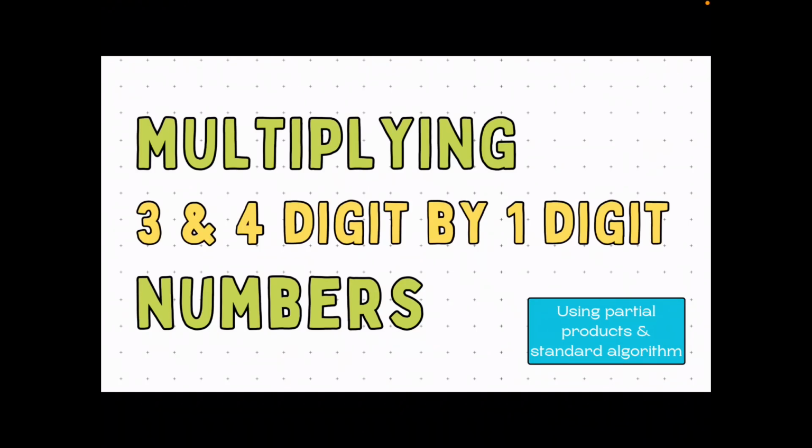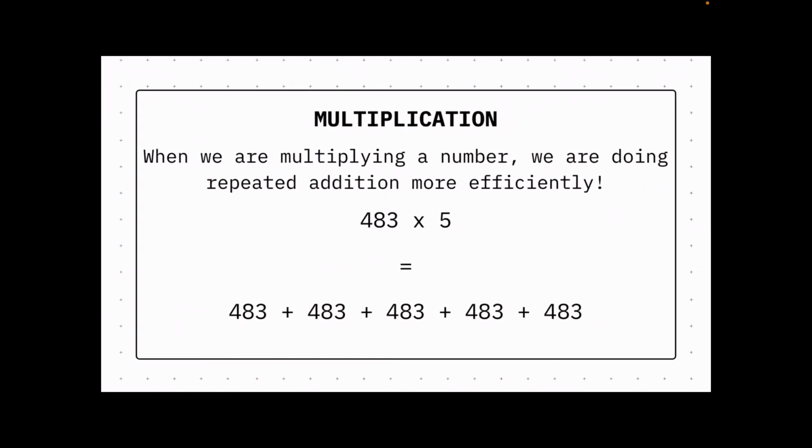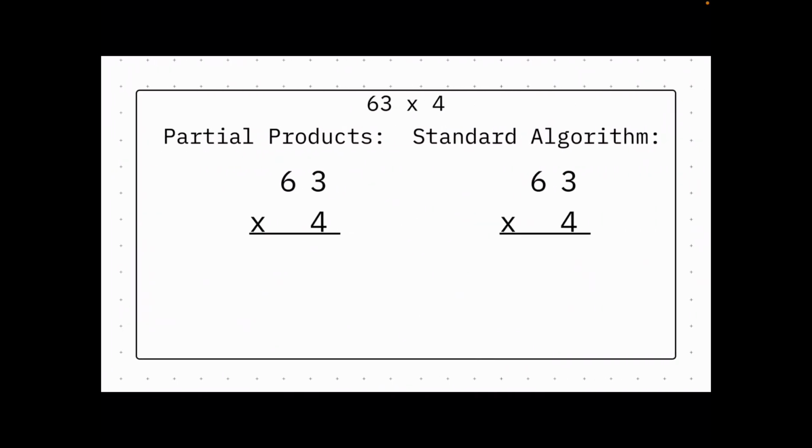In this video, we're going to cover multiplying 3 and 4 digit numbers by 1-digit numbers using the partial products method and the standard algorithm method. Reminder that multiplication is just a more efficient way to do repeated addition. Looking at the problem 63 times 4, we're going to start with the partial products method.